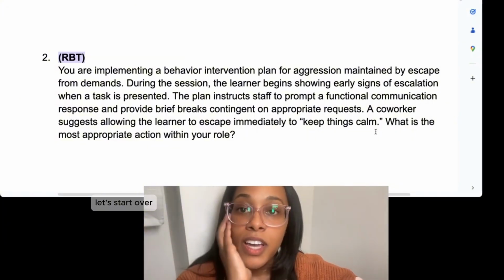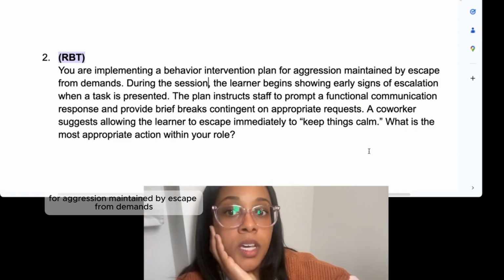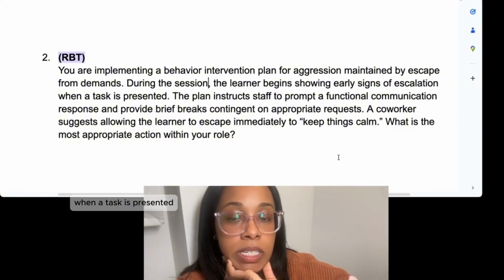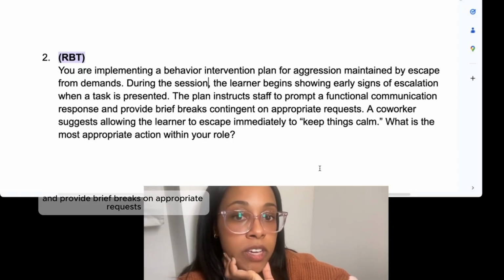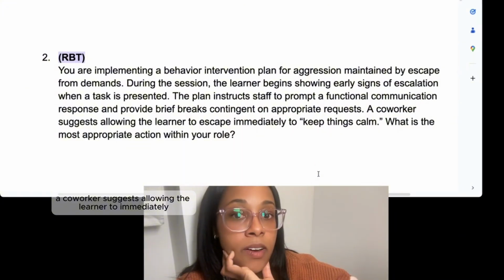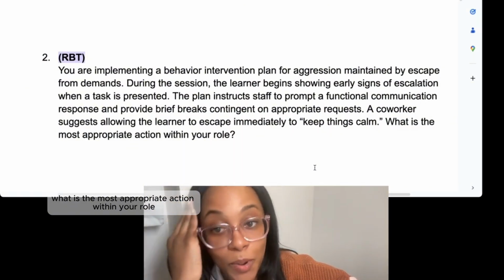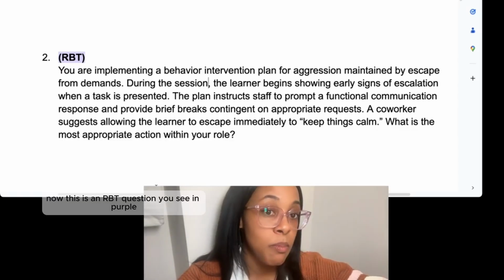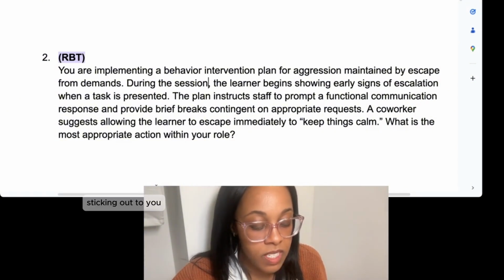Anyway, let's start over. You're implementing a behavior intervention plan for aggression maintained by escape from demands. During the session, the learner begins showing early signs of escalation when a task is presented. The plan instructs staff to prompt a functional communication response and provide brief breaks on appropriate requests. A coworker suggests allowing the learner to escape immediately to keep things calm. What is the most appropriate action within your role? Now, this is an RBT question. You see it in purple. But what are some key things that are sticking out to you?